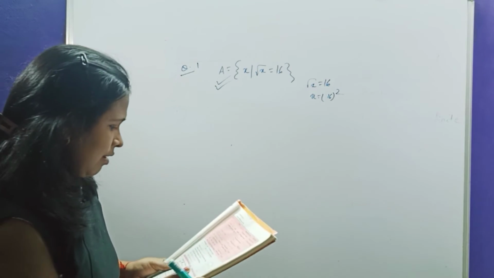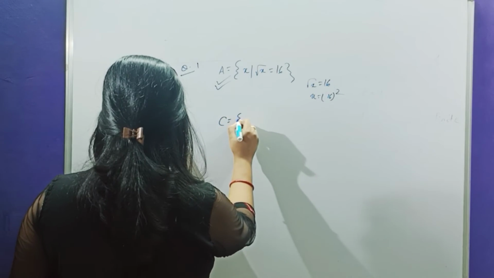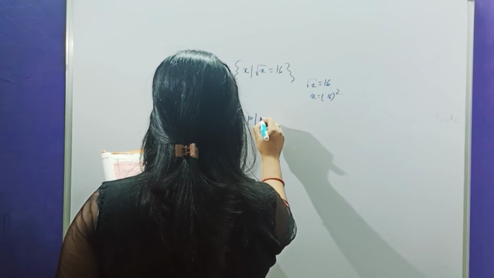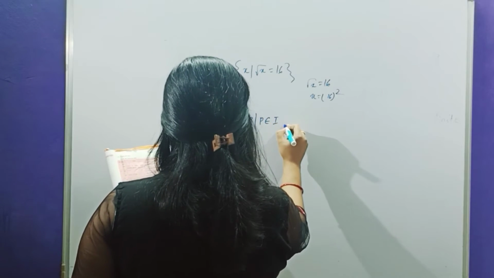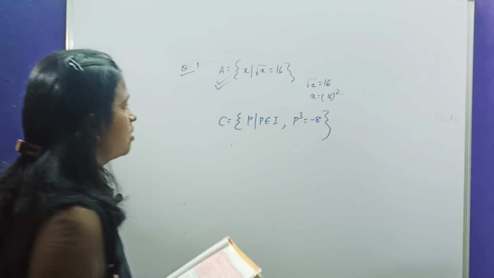In another one, suppose I write one set C, {P such that P belongs to the set of integers and P cube is equal to -8}.